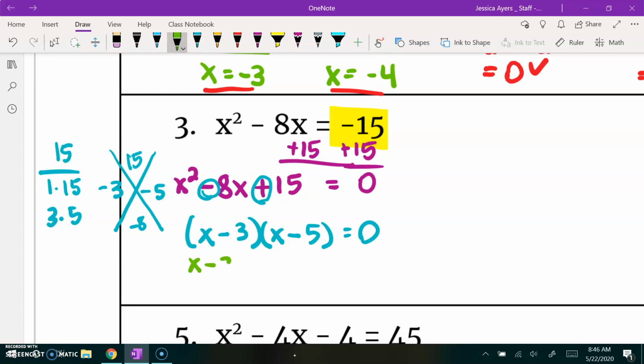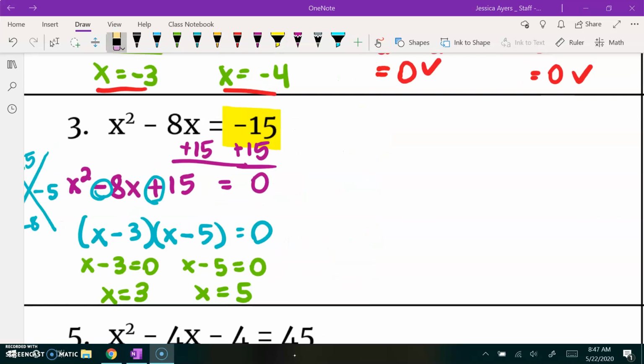Setting each factor equal to 0, I see that x is equal to 3 and x is equal to 5. Now it's time to check it. So we're going to go back to our original equation to check. We're going to check them separately again. First, we're going to check x equals 3 by plugging that into the original equation.